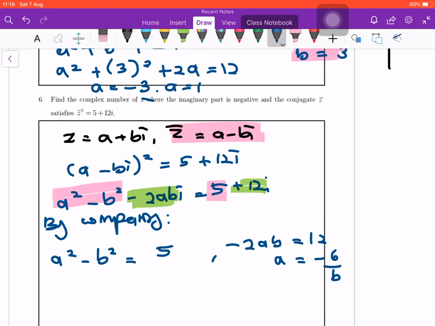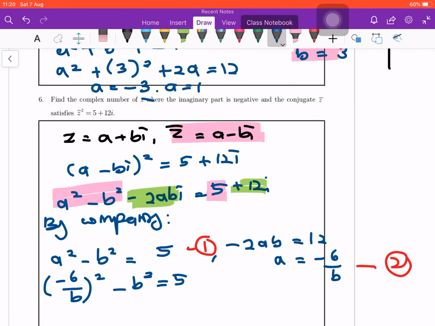So, substitute your second equation into your first equation. So, bila kita substitute, kita akan dapat A square minus... silap. Sorry. So, kita kena substitute A lah kan? Sorry, my bad. So, (negative 6 over B) square minus B square equal to 5. So, bila dah ada satu variable, senanglah kita nak selesaikan.